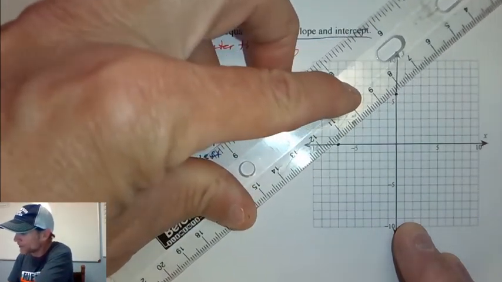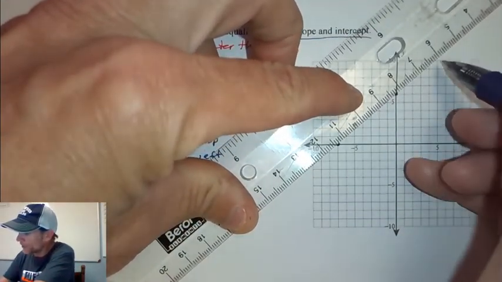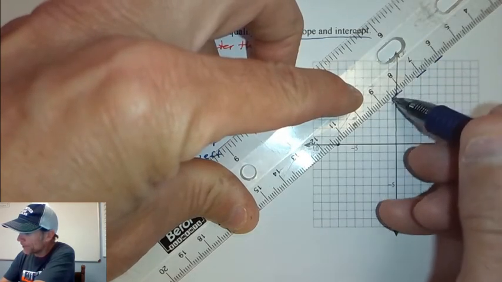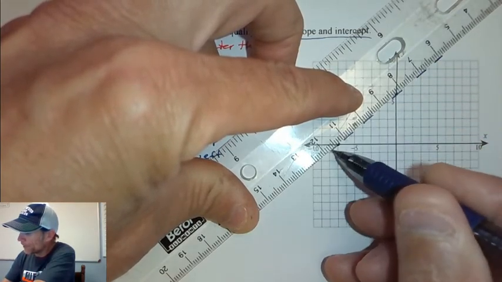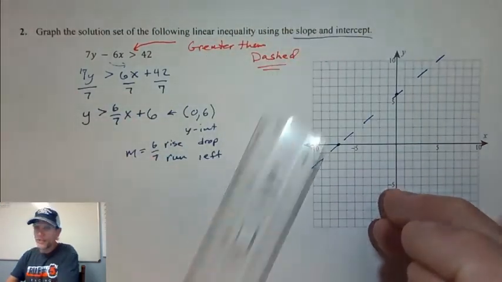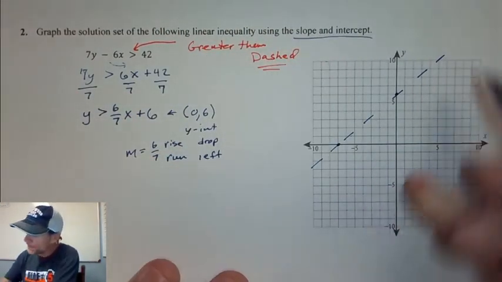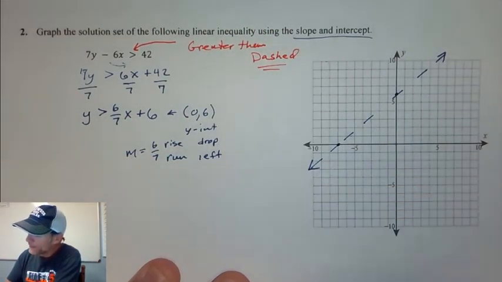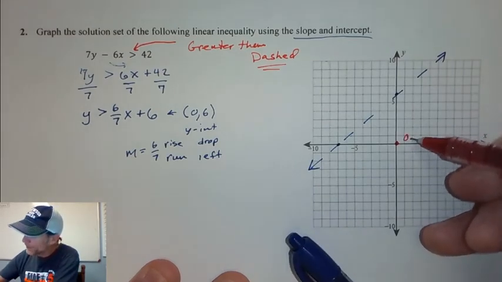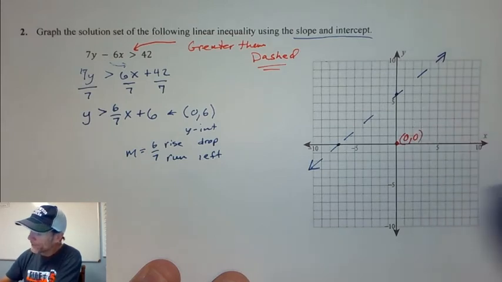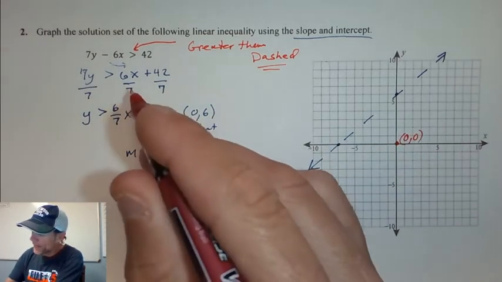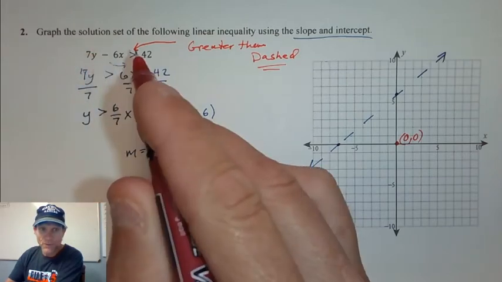Now remember, the Hawk system will make this dashed line for you, but I'm kind of doing old school here. So I get the dashed line through there. Now again, I can see that the point (0, 0) falls over here on the right side of the line, or below the line. So I'm going to test (0, 0) back into the original inequality.